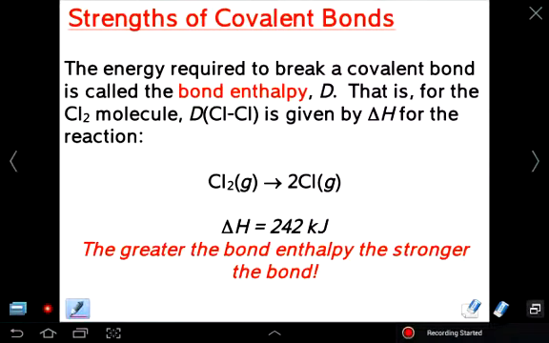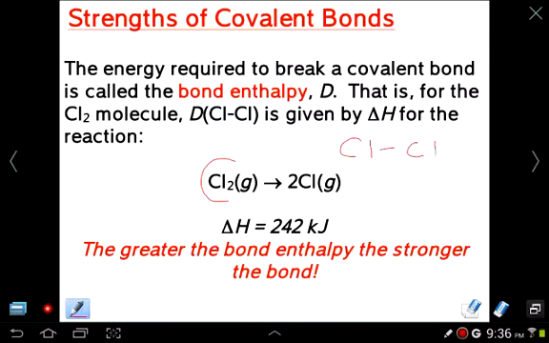Okay, this will be lesson 5 of chapter 8, the final lesson in this chapter. Here we're going to do some math with the idea of covalent bonds. So we'll talk about the strengths of covalent bonds. Essentially the idea is a measure of how strong the bond is, say between two chlorine atoms. The Cl2 molecule has a bond between them, and we're asking for the strength of this bond.